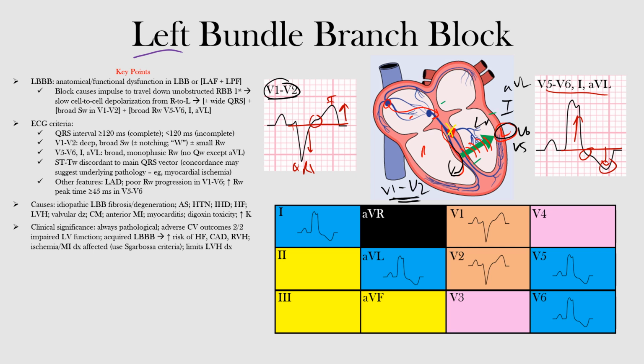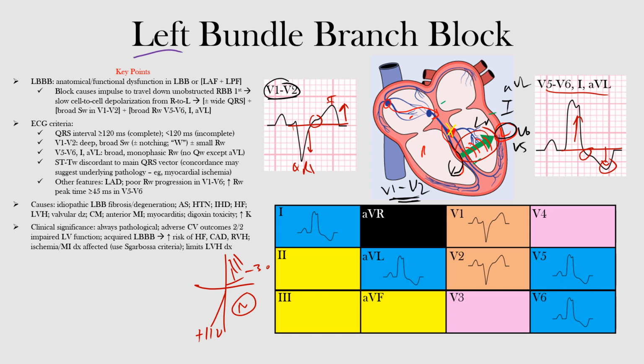Now, some other features that may be seen in left bundle branch block include left axis deviation. Okay, remember, this is normal axis, usually from negative 30 to about positive 110 or 105 degrees. So leftward axis would be in this region. Notice that our vector's heading in that direction, so that's one thing that could support the diagnosis.